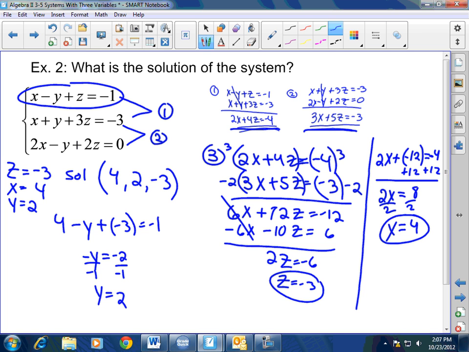Can I test this, Mr. Moore? It's a lot of work. Can I test it? Heck yeah. 4 minus 2 is 2, right? Minus 3 is negative 1. It works. 4 plus 2 is 6. Minus 9 is negative 3. It works. 2 times 4 is 8. Minus 2 is 6. 6 minus 6 is 0. It works. Talk to me, boys.